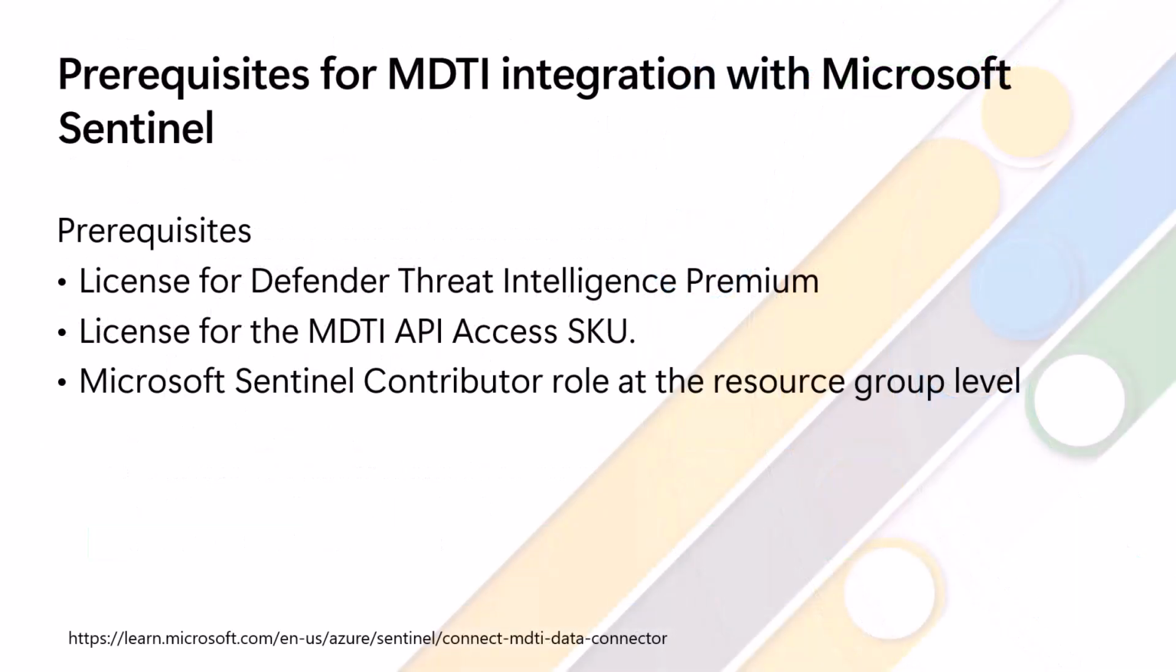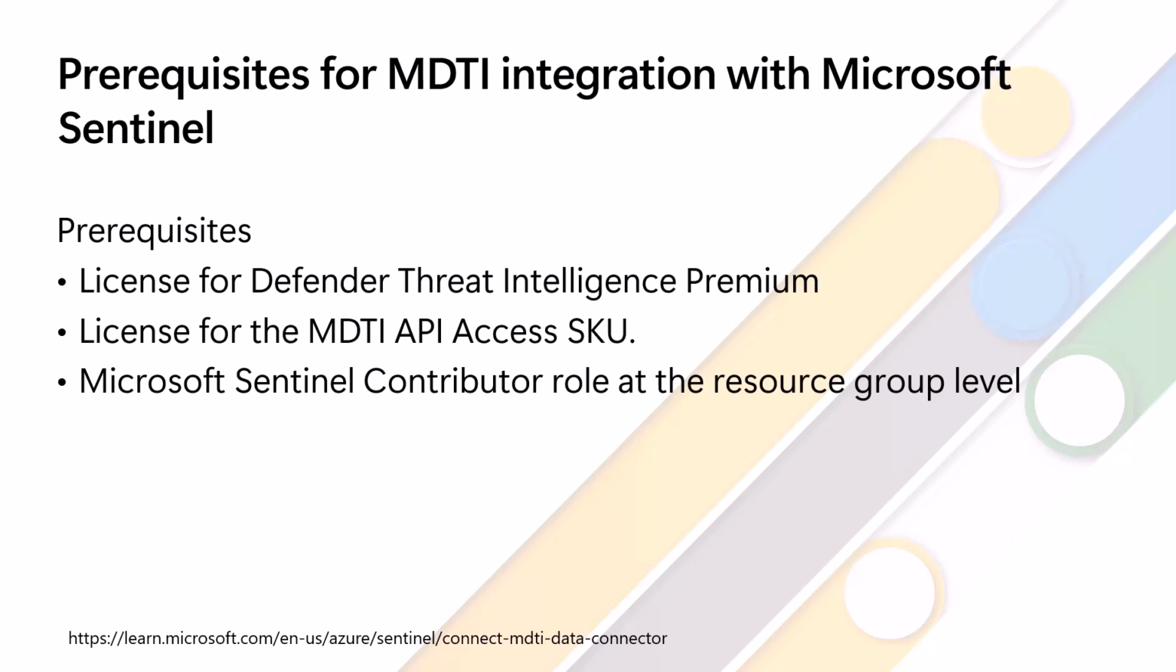And let's start with the prerequisites for installing these integration components. To install most of these components, you need a license for Microsoft Defender Threat Intelligence Premium. You also need to purchase the MDTI API Access SKU. Note that Copilot for Security includes an MDTI Premium license, but an MDTI API license is still required. To install any of the MDTI integrations, you also need to have the Microsoft Sentinel contributor role at the resource group level. Then, assuming your Microsoft Sentinel workspace is in the resource group, you should then also have the needed read and write permissions to that Sentinel workspace.